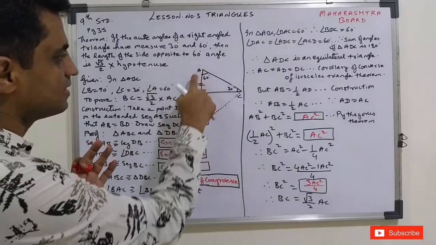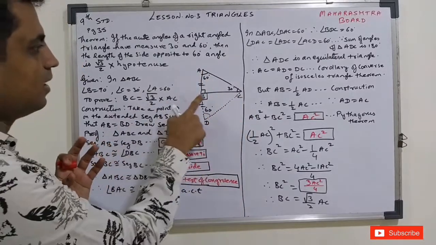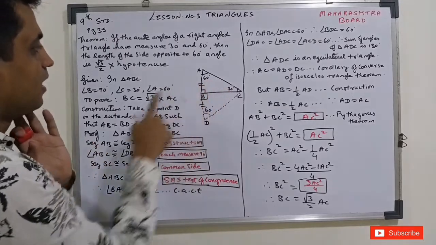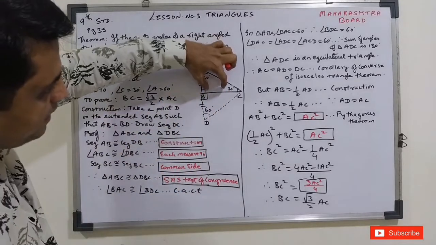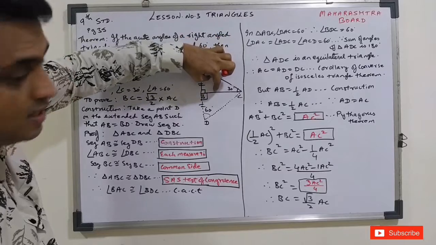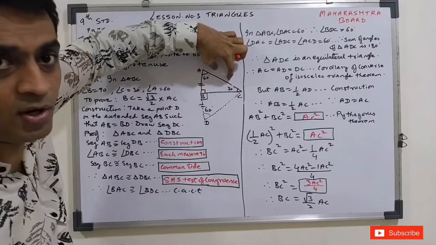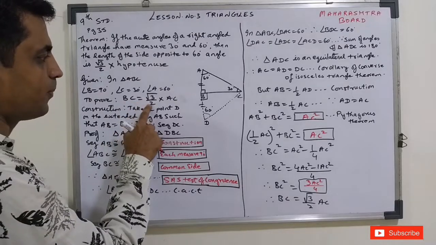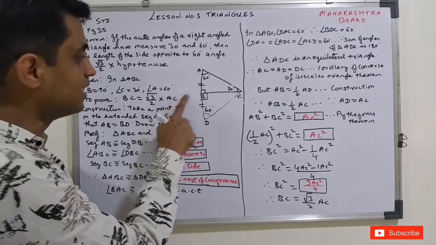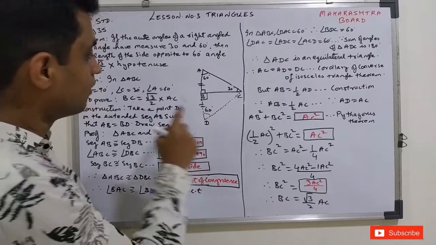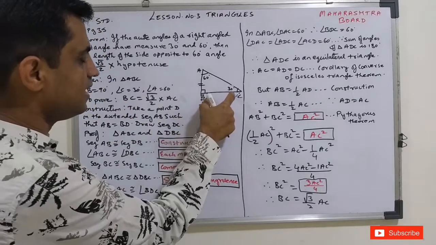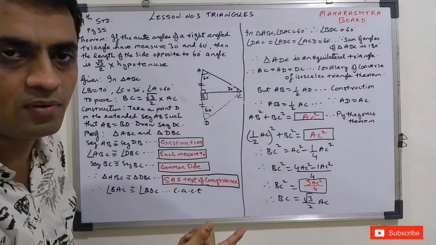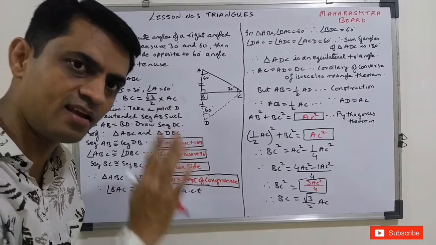This is given: triangle ABC, angle B is 90 degree, and the other angles are 30 degree and 60 degree. Now we have to prove that this side BC, opposite to 60, is root 3 upon 2 into hypotenuse. It means BC is equal to root 3 upon 2 into AC. I repeat again, BC is root 3 upon 2 into hypotenuse, that you have to prove. This is also the 30, 60, 90 degree theorem.